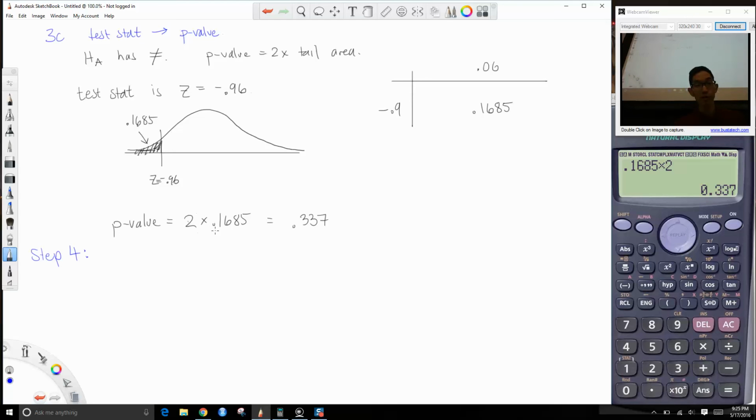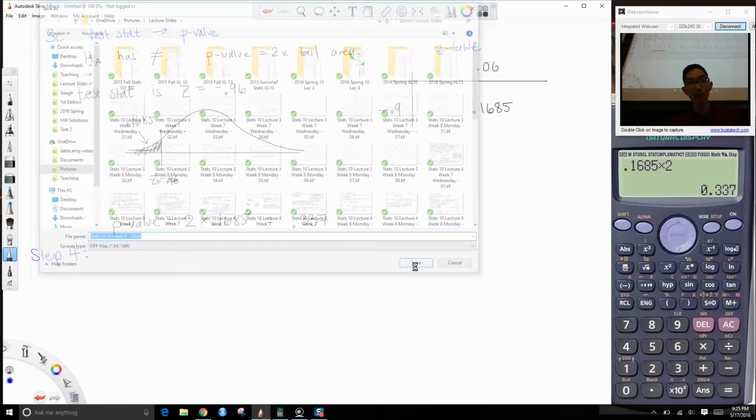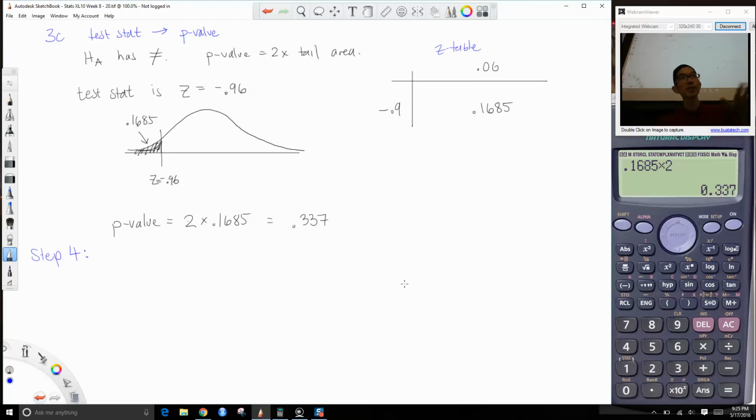I did 2 times 0.1685, and I got 0.337. So you found 0.1685 as the area. Yeah, that's the area to the left of negative 0.96. This is our Z table. There's a section earlier in your notes where it says if the alternative has a not equal sign, you've got to do 2 times your tail area.